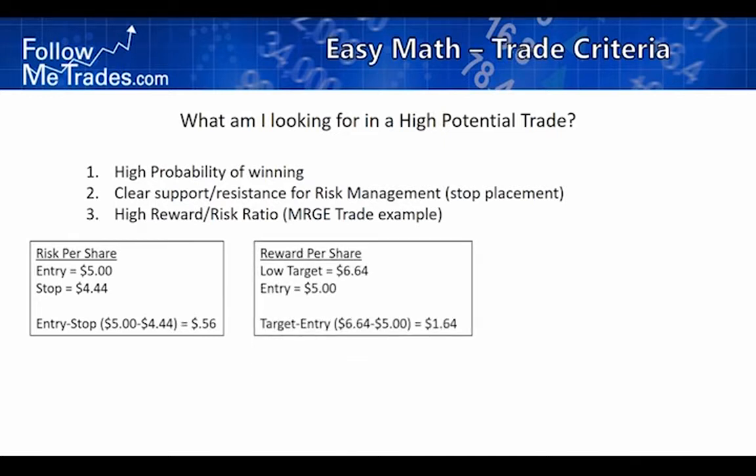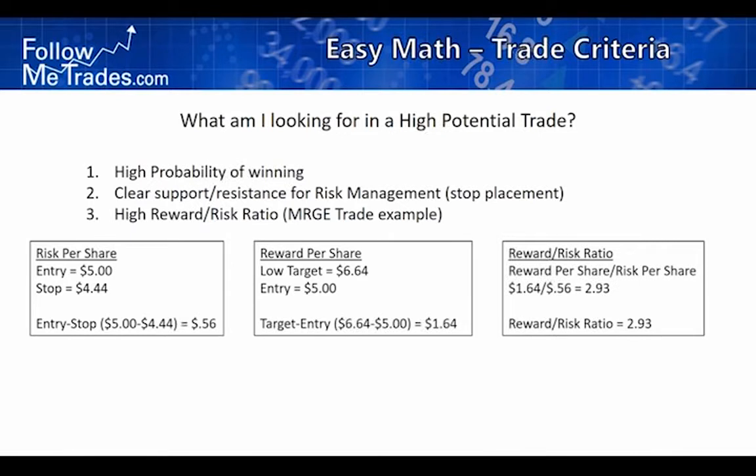I want to know what my potential reward per share is, right? I establish a target. Targets are hard on wave 3 and new impulsive moves, but on wave 4 corrective wave trades, and wave 5, it's real easy. We've got Fibonacci levels to look at. So I calculate a reward per share. Typically, I take the more conservative one for doing my math. So here the target is 6.64, we're getting in at $5, $1.64 profit per share. That gives me a reward to risk ratio of 2.93 to 1.